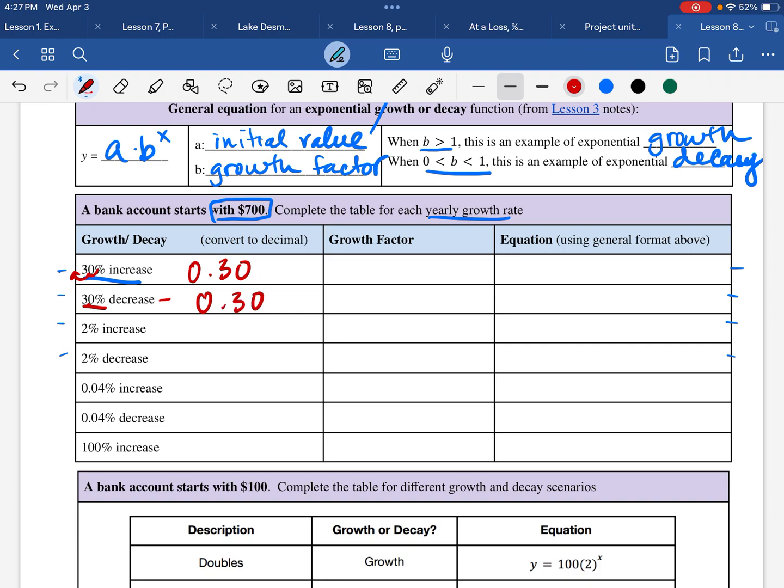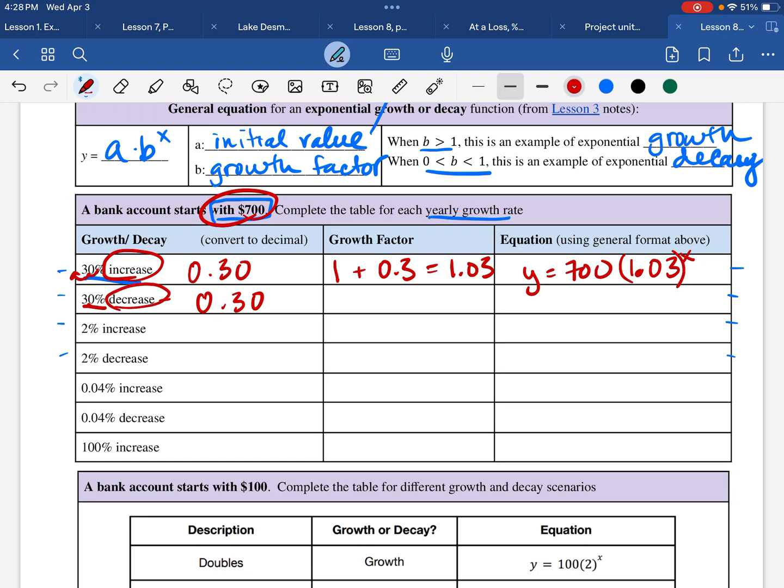Now the growth factor, as we saw on the other page, if it's increasing, we need to add 1 to the percent increase. So our growth factor is going to be 1.03, or 103%, right? So our equation is going to be y equals 700, because that's our starting amount, times b, our growth factor, 1.03 to the x. We could also instead do parentheses for our multiplication. Either is acceptable.